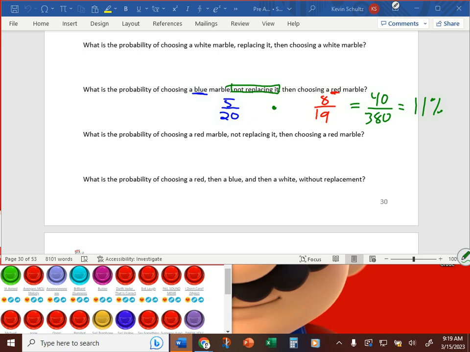So not a significant change, but a change, right? Just the act of you not putting that first marble back increases your chances of completing this task, which makes sense because there's one less marble to mess you up here now. There's one less unsuccessful outcome in the bag. So 8 out of 19 is better probability than 8 out of 20. So watch out for that phrasing, replacing versus not replacing. It does make a difference.